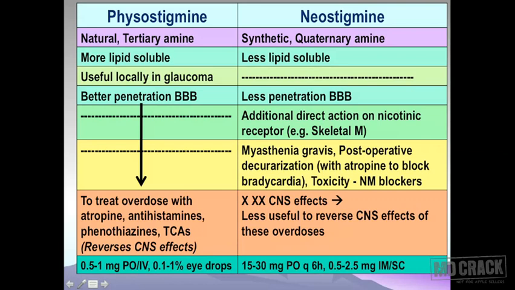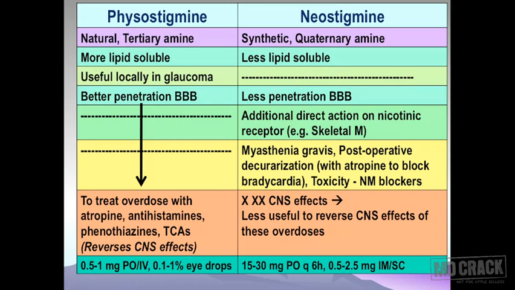This is why neostigmine is a better choice as far as the management of myasthenia gravis is concerned, because myasthenia is a condition which is associated with the skeletal neuromuscular junction, that's the nicotinic receptor. So neostigmine is going to produce a better effect due to this direct agonistic activity.